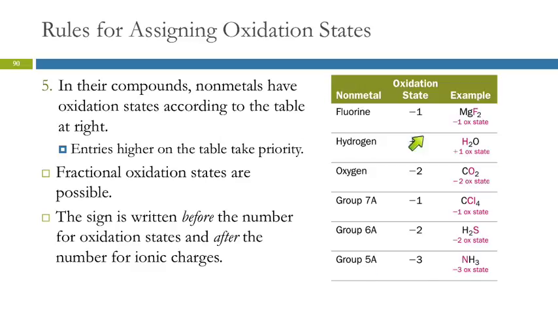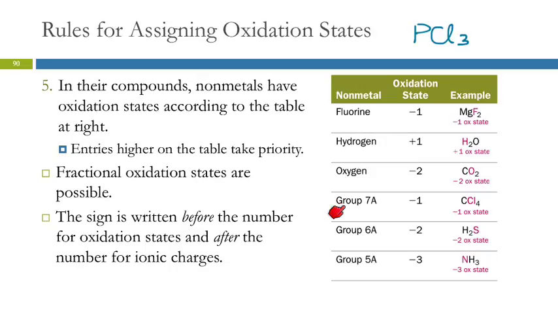What we do here, let's say we had, we're going to have some examples, but I'm going to make up one now. Let's say we had PCl3. That's a molecular compound. Phosphorus trichloride. There aren't any ions in it, so we can't look at charges. So phosphorus and chlorine, how do we pick what the oxidation states are? We go down this list. Fluorine, hydrogen, oxygen, group 7.